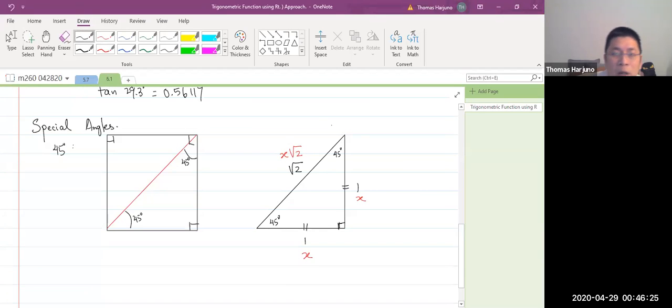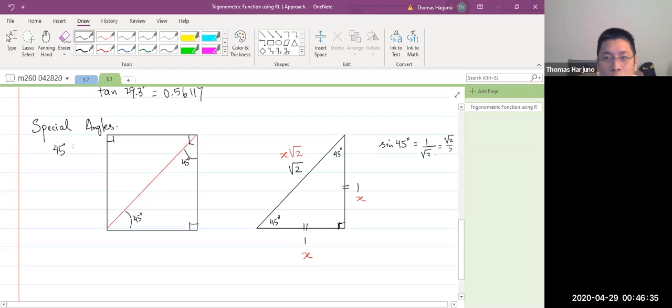Now from there, we see that sine of 45 degrees is 1 over square root of 2, which simplifies to radical 2 over 2. Cosine 45 degrees, the same. And tangent 45 degrees is 1 over 1, which is 1.